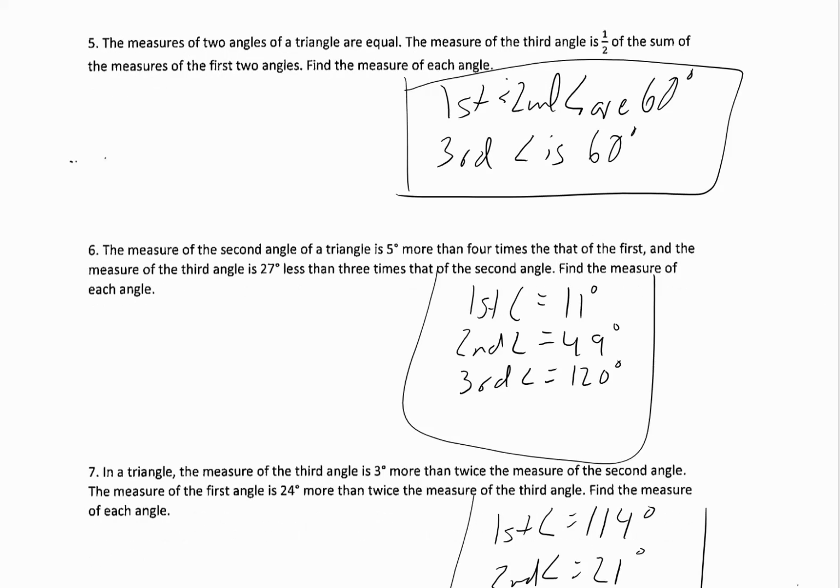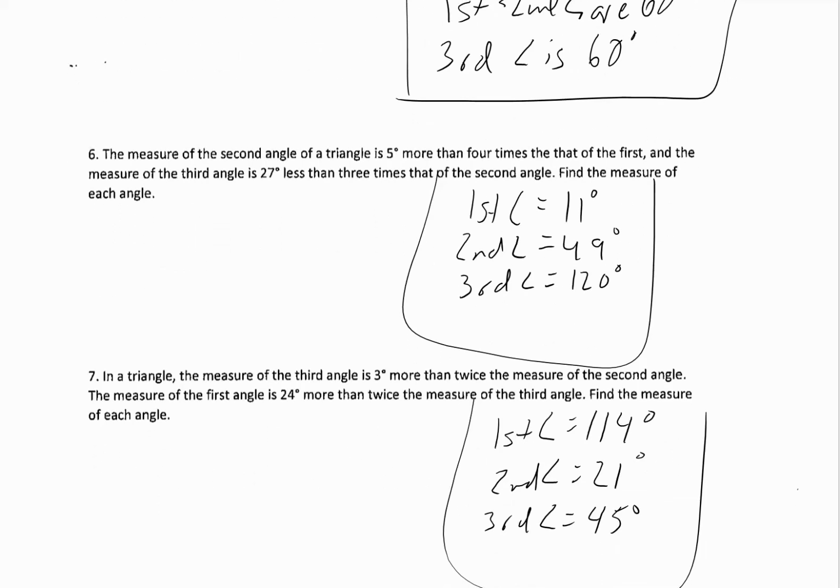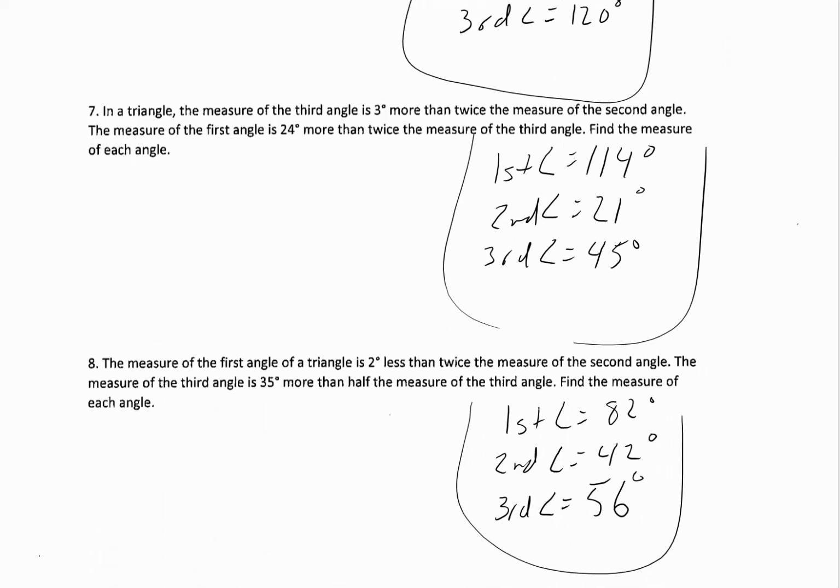Okay, so let's see how you did. So here are the answers for number 5. The first and the second are 60 degrees, and the third is also 60 degrees. Number 6, the first angle is 11 degrees, the second angle is 49 degrees, and the third angle is 120 degrees. For number 7, the first angle is 114 degrees, the second angle is 21 degrees, and the third angle is 45 degrees. Number 8, the first angle is 82 degrees, the second angle is 42 degrees, and the third angle is 56 degrees.